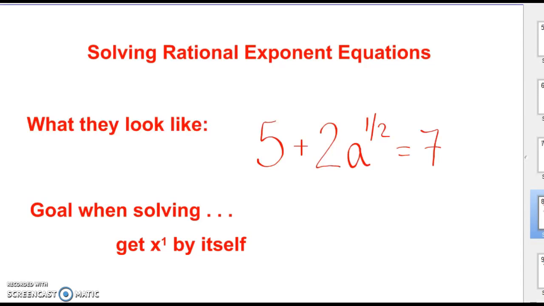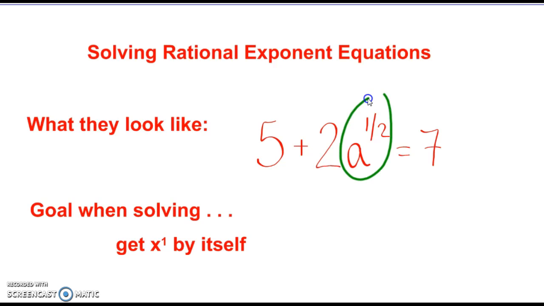In this video, we're going to solve rational exponent equations. So this here is an example of a rational exponent equation. Rational exponent just means it's a power that has a rational exponent, meaning this exponent is a rational number. It is a fraction or decimal. It doesn't have radicals in it, etc.